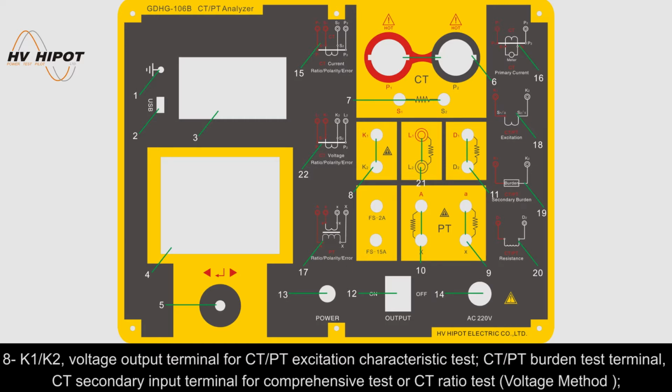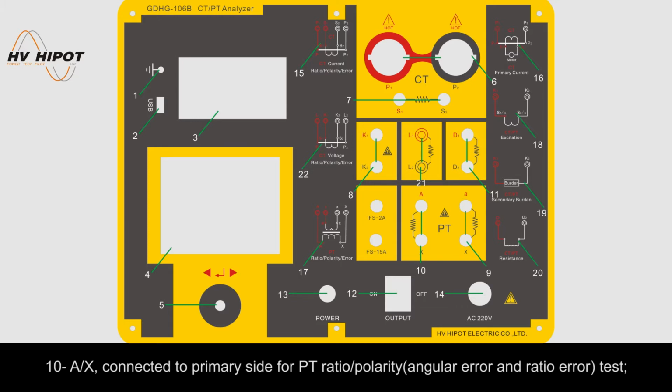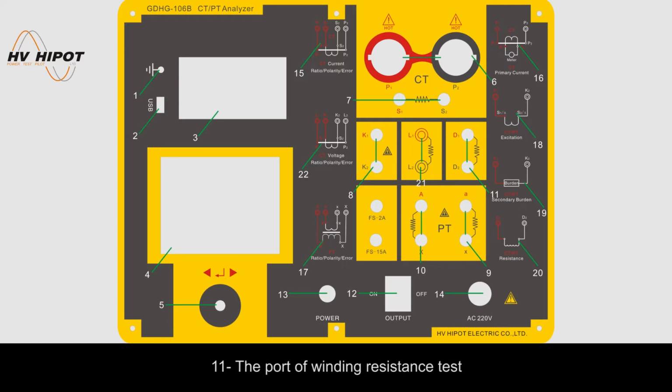ratio test, voltage method. 9 AX connected to secondary side for PT ratio polarity test. 10 AX connected to primary side for PT ratio polarity, angular error and ratio error test. 11 the port of winding resistance test.